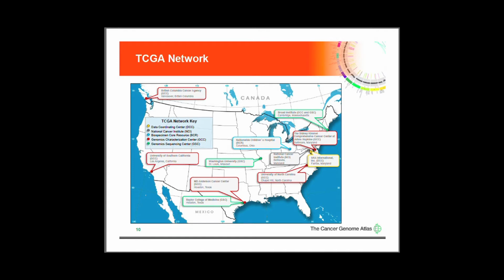There is a data coordinating center, so every bit of data that's generated from these samples will eventually reside at the DCC. What we do at the Biospecimen core resource is we make the initial contact with approximately 150 different tissue source sites. They call them tissue banks, but in the TCGA lingo, they refer to them as tissue source sites.